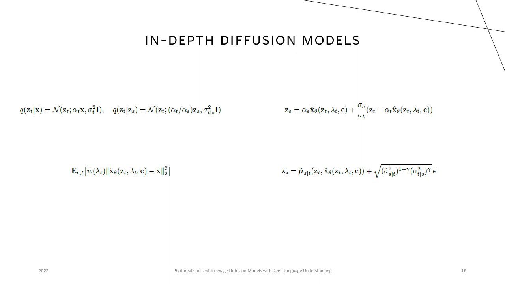Finally, the ancestral sampler follows that stochastic rule for z of s, which is equal to mu sub s given t for z sub t given x sub theta, z of t, lambda of t, c, plus the square root of sigma squared sub s given t to the power of 1 minus mu times sigma squared t given s to the power of mu, that whole quantity squared, times epsilon. And if you followed that, congratulations. That took me forever to actually try to wrap my head around even a remote amount.